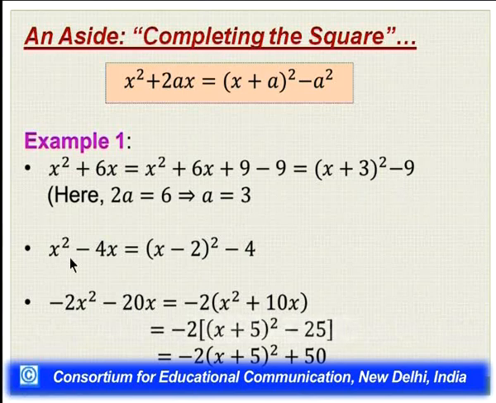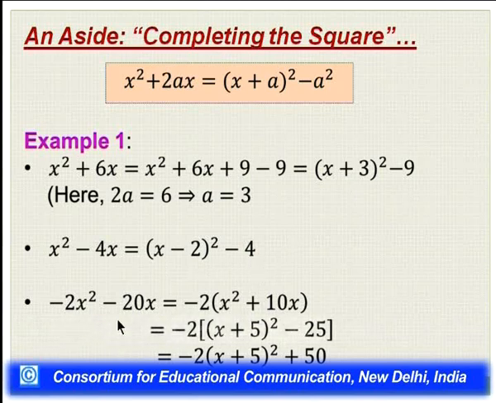Similarly, if I were to use the process of completing the square for x² − 4x, note that the coefficient of x is −4, so half of that would be −2, and that's exactly the value that I'm going to put inside the parenthesis. So I'll get (x − 2)². But the point is, if I put −2 inside the parenthesis for the complete square, I'm effectively adding a 4, so I also have to subtract the square of 2, which is 4.